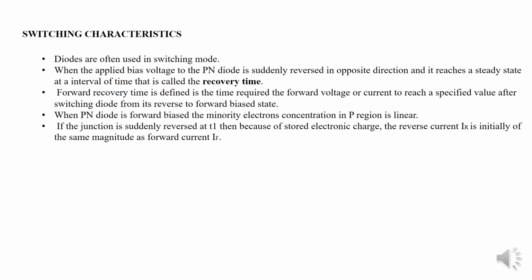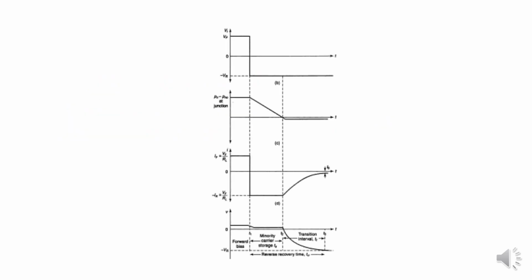Next one is the switching characteristics. While we are seeing here, diodes are often used in switching mode, when the applied bias voltage of the PN junction diode is suddenly reversed in the opposite direction and reaches a steady state at an interval of time that is said to be the recovery time. And here the forward recovery time is defined as the time required for the forward bias or the current to reach a specified value after switching the diode from its reverse to forward bias state.